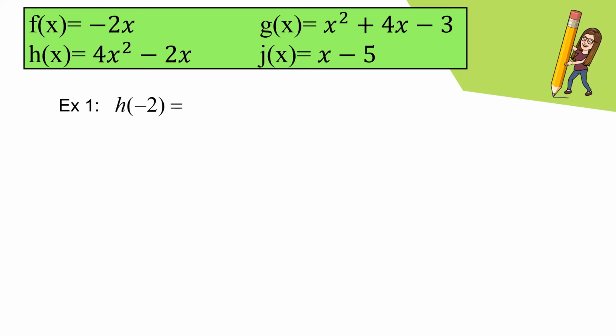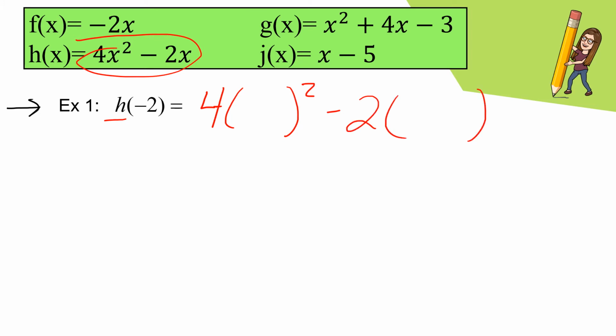On each slide, I'm going to present a new example. So in your notes, you're just going to label it EX1. And in this case, we have h of negative 2. So the first thing I need to identify is I'm going to use the h function. So I'm going to write the h function, but wherever there's an x, I'm going to put parentheses. Wherever there's parentheses, I'm going to plug in a -2.